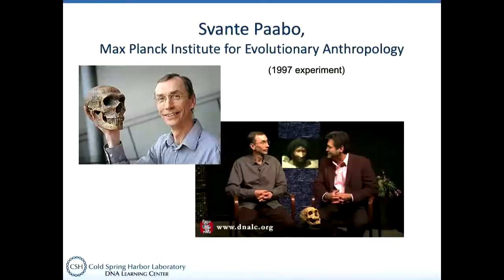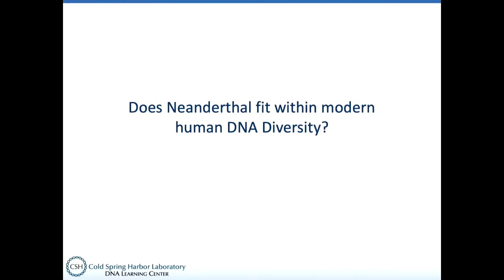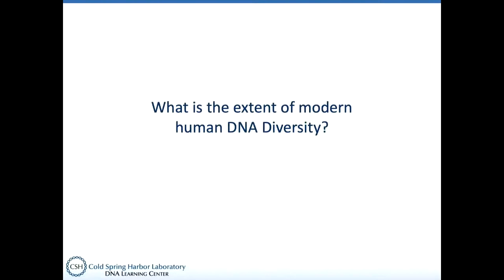The first key experiment that really started to answer the question between these two competing theories was done in 1997 by Svante Paabo, who is now at the Max Planck Institute for Evolutionary Anthropology. He was the first to obtain a mitochondrial DNA sequence from a Neanderthal bone, and it was actually from the type specimen, the original specimen collected of Neanderthal from the Neander Valley in Germany. So first he had to do an experiment just like the one we did in the previous session, which was to determine what's the extent of modern DNA diversity, and then how does Neanderthal fit into it.